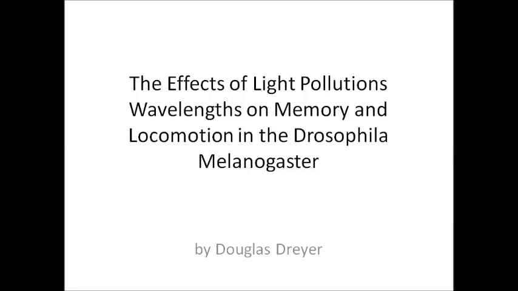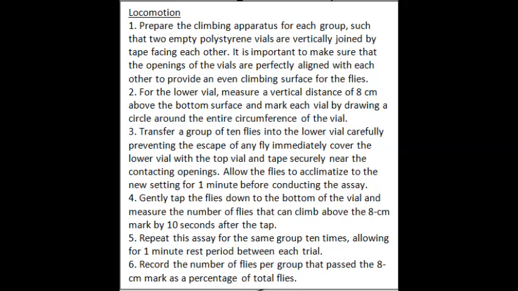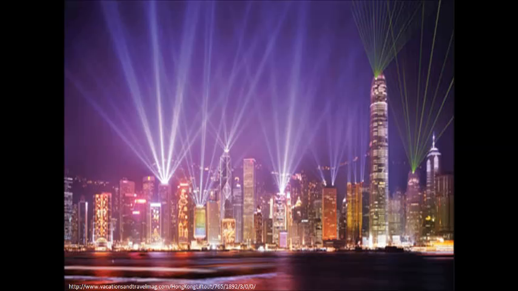The effects of light pollutants' wavelengths on memory and locomotion in the Drosophila melanogaster. Light pollution, also known as photopollution, luminous pollution, or sky glow, is excessive, misdirected, or obtrusive artificial light in the night sky. This causes the night sky to become brighter.